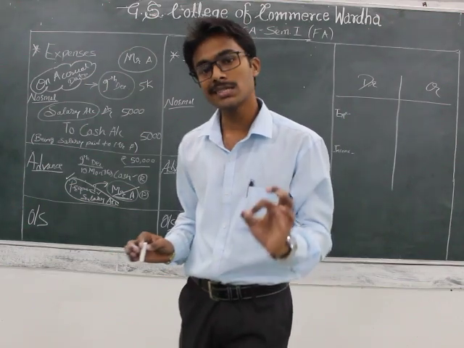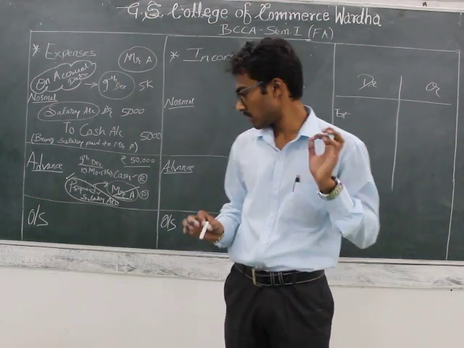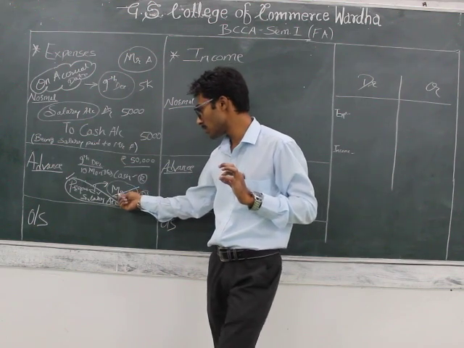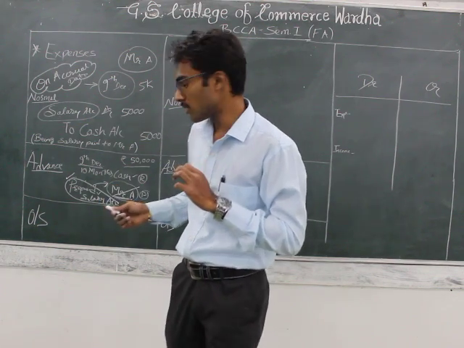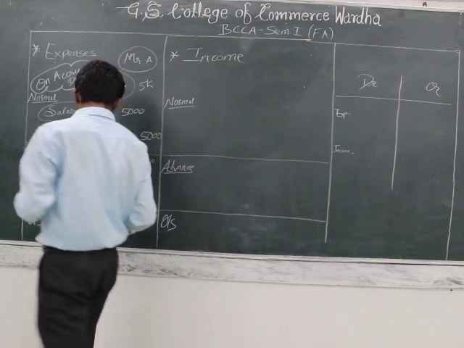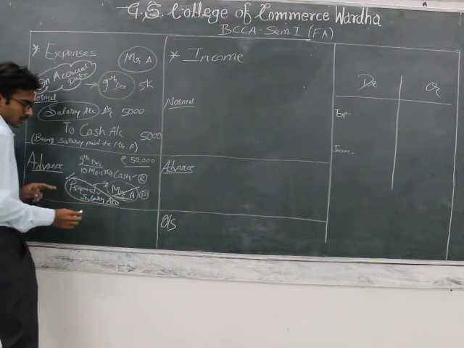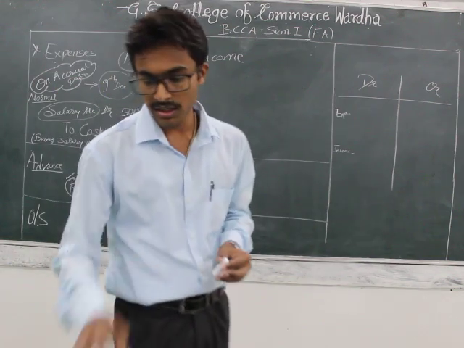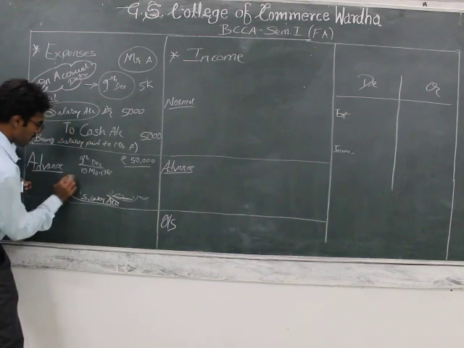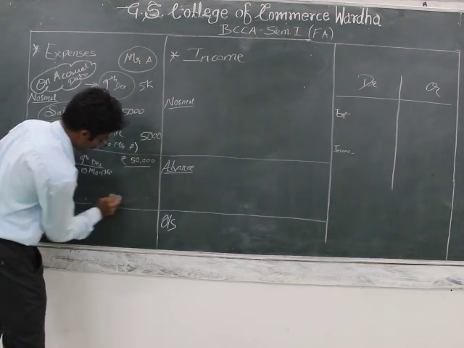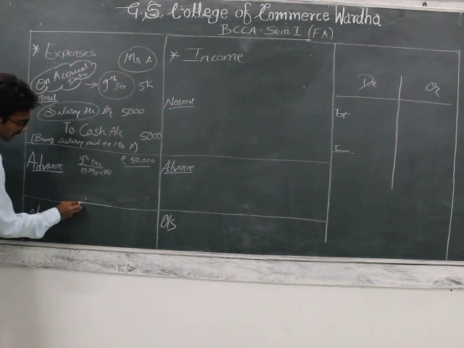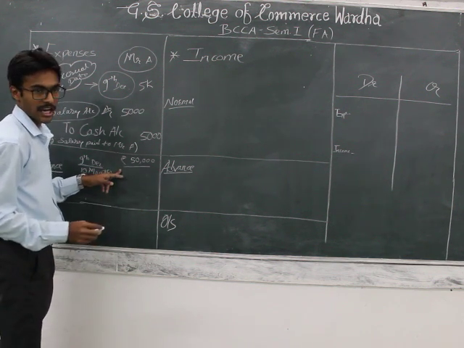Why are we debiting here? Because Mr. A is the receiver: debit the receiver, credit the giver. So we are debiting the receiver. The receiver's name is Mr. A, but in this case we will not use the name of Mr. A. We are using the account name prepaid salary account. So what will be the entry? Think in your mind. The accounting entry will be cash credited definitely. Why? Because cash is going out.